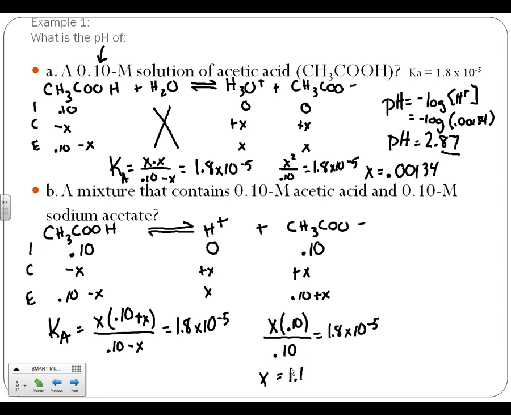And I get 1.8 times 10 to the negative fifth. So that's my concentration of hydrogen ions. X in this case equals my concentration of hydrogen ions. Now to figure out my pH, pH is a negative log of that information. So negative log of 1.8 times 10 to the negative fifth gives me a pH of 4.74. Does this make sense? Yeah. Okay, a little bit of an acidic solution, but since I added in that salt, I would expect a change in my pH.